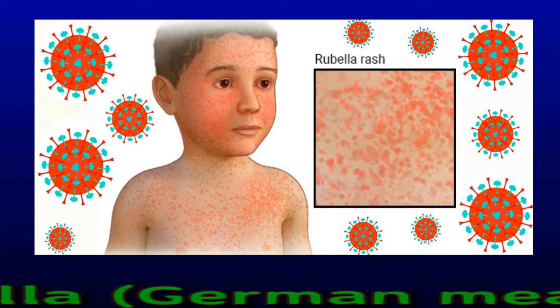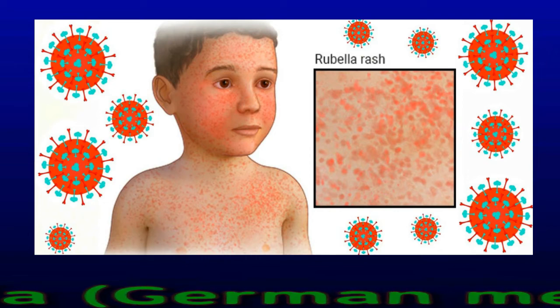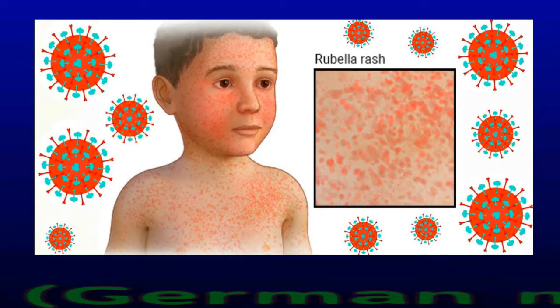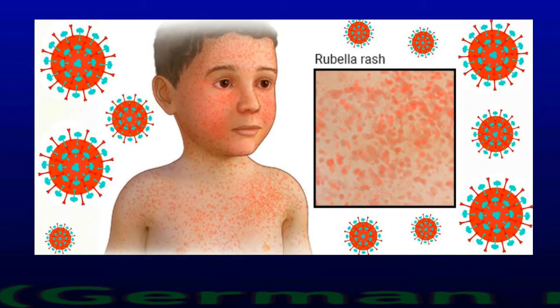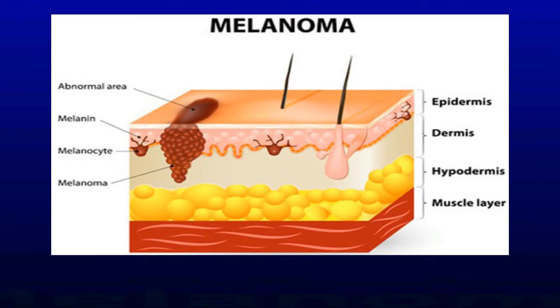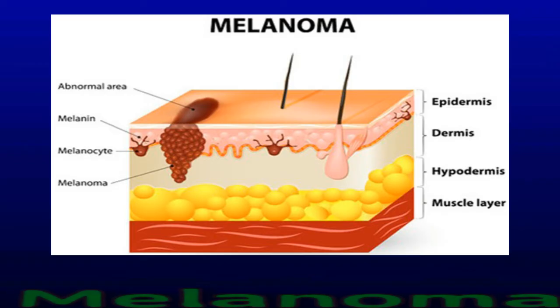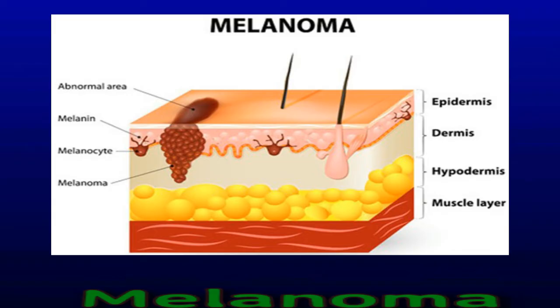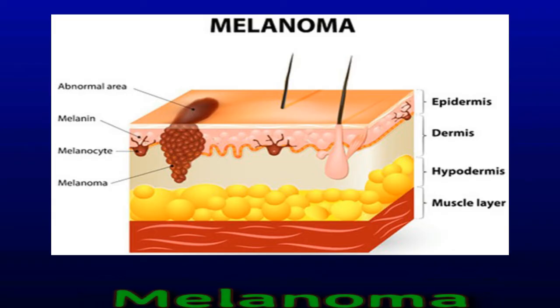Due to this, pregnant women should get the rubella vaccine, and they should talk to a doctor if they think that they may have come into contact with a person with rubella. Melanoma. This skin cancer can affect any area of the body, including the scalp. If it does affect the scalp, the occipital lymph nodes may swell as they try to filter out cancer cells.